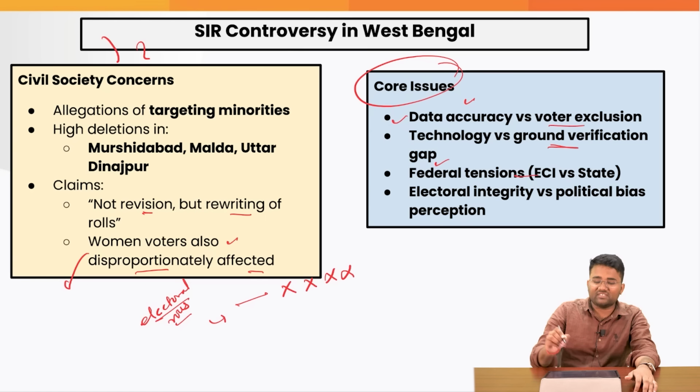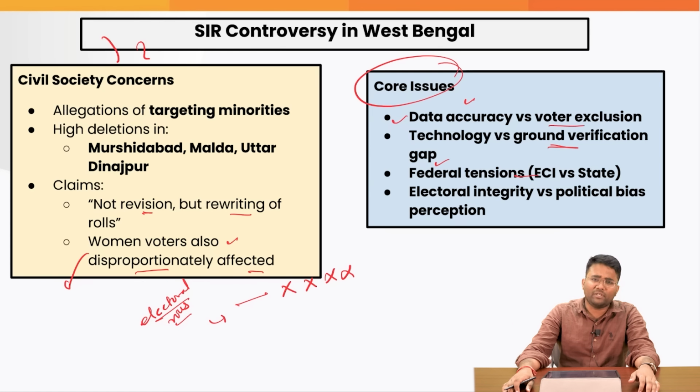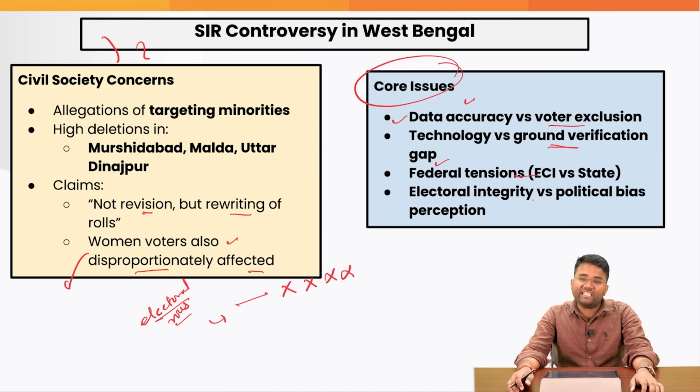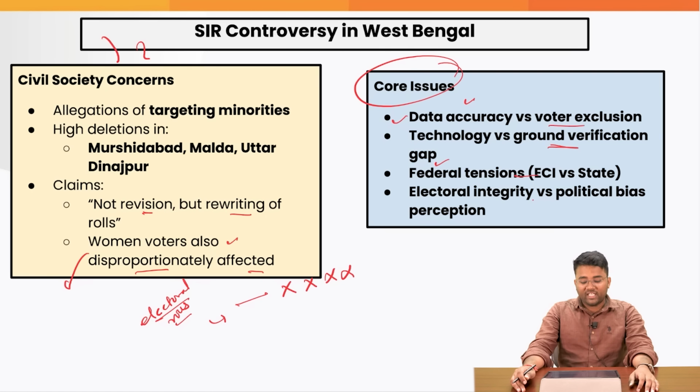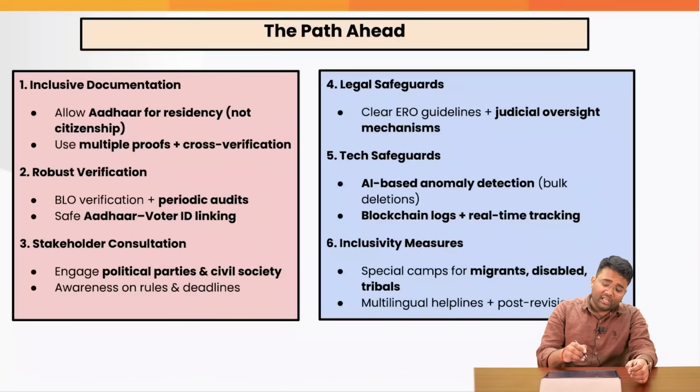Then there are federal tensions. Since the SIR exercise started, there have been tensions between a constitutional body like the Election Commission of India and the state government of West Bengal. Also, electoral integrity versus the perception of political bias: to bring integrity to the election process, there have been allegations of political bias. All this can be addressed well if we try to follow some of these measures.